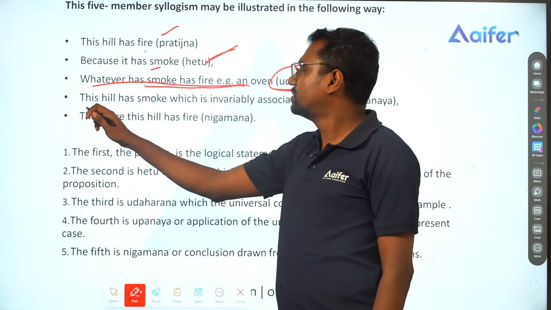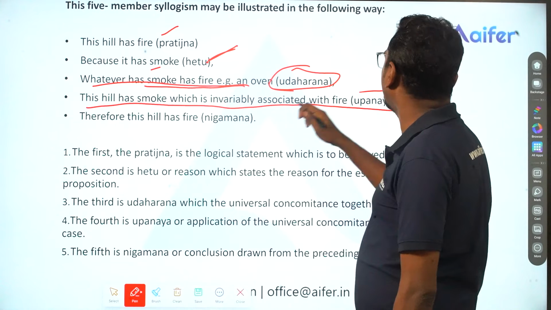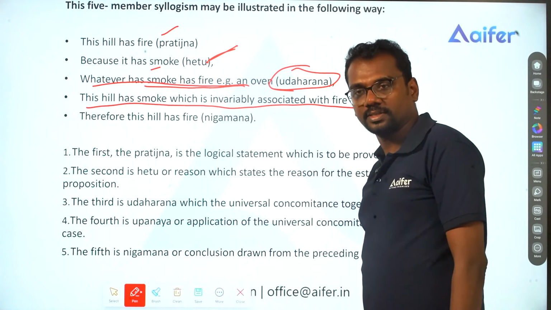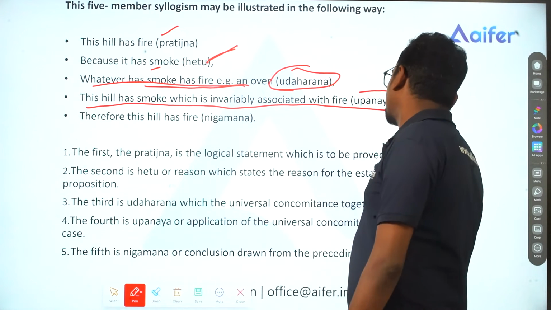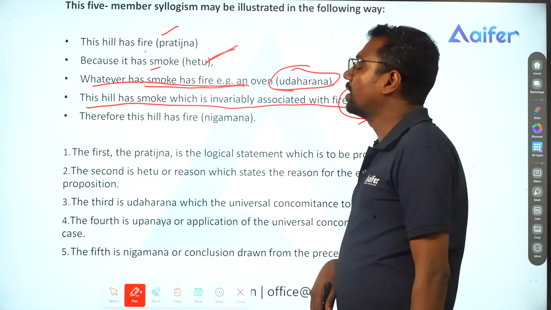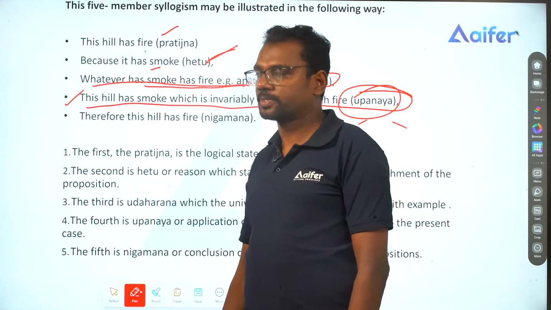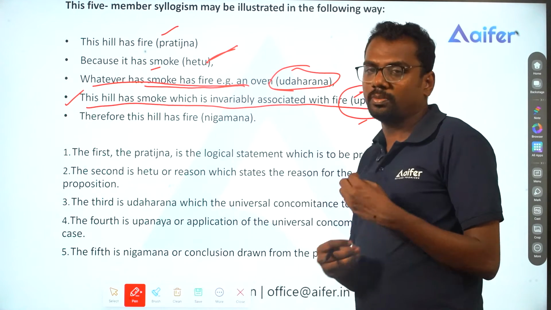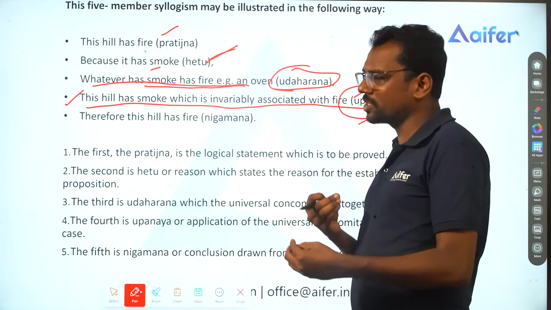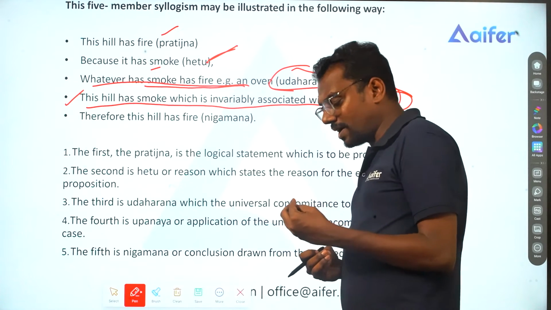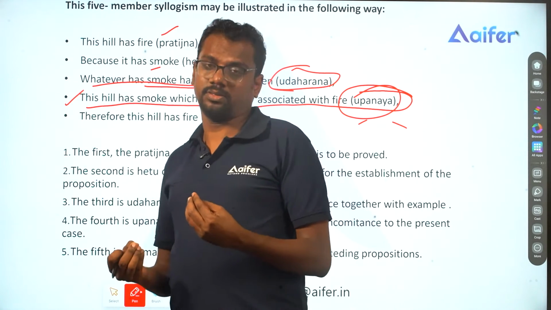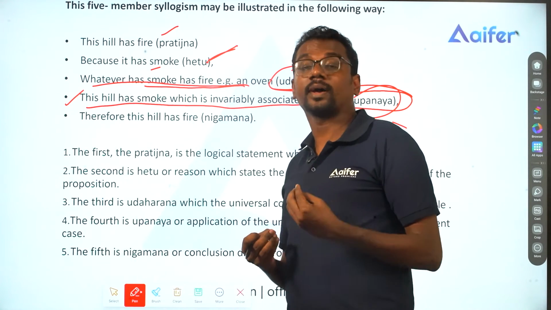So we have: this hill has smoke, which is invariably associated with fire. That is Upanaya. The fourth one is very important. You may be confused about the difference between Udaharana and Upanaya. Udaharana is just an example: in my kitchen, along with the smoke, I can see fire.